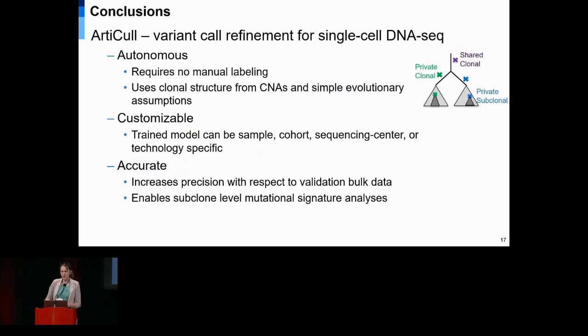So to wrap up, we have this method that we're very excited about for doing variant color refinement from single-cell DNA sequencing data, where the main benefit is we really require no manual labeling or other input training data. We can infer a set of artifacts from the data alone. And this enables it to be highly customizable, and it's really opening up the types of analyses that we could start to do with this data.